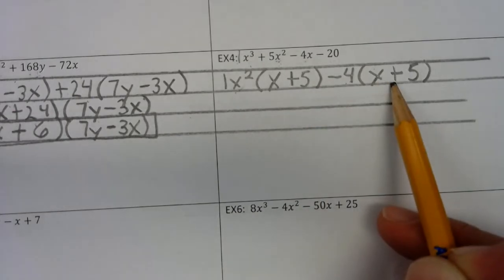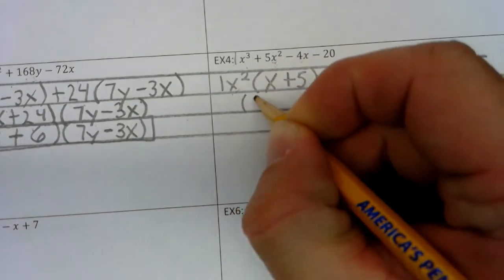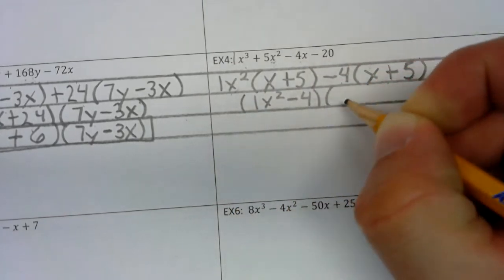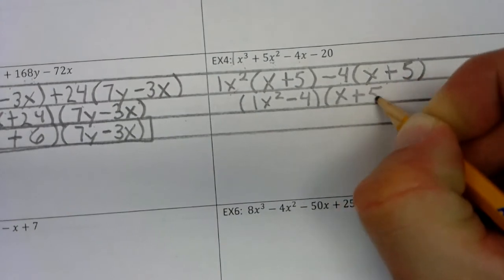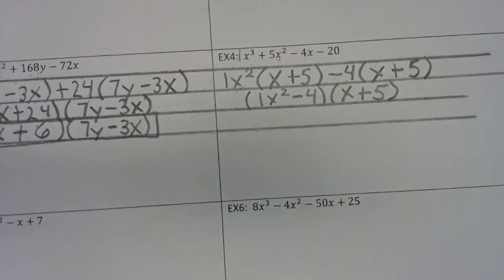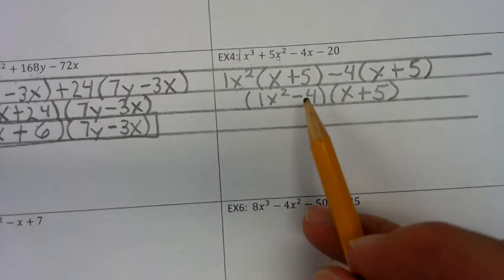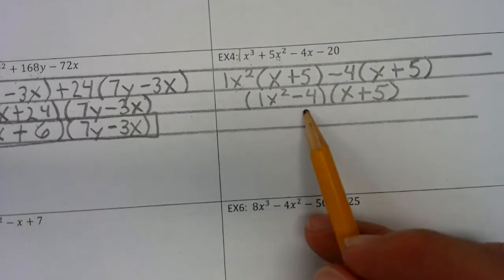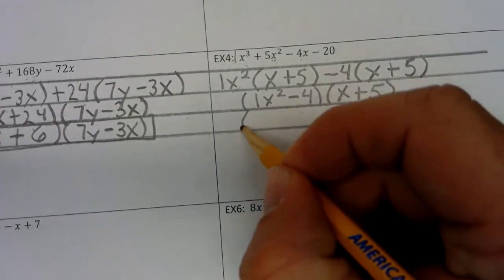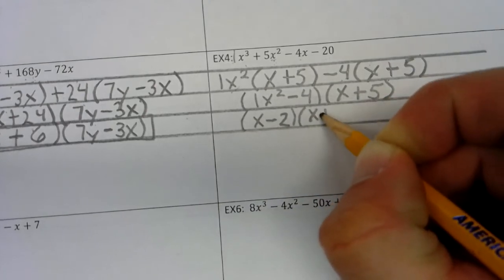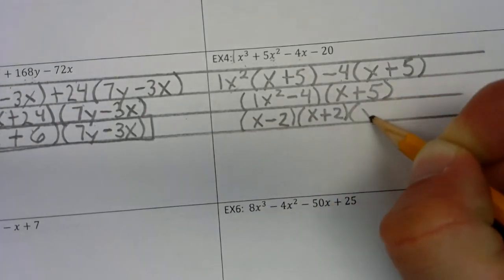So it looks like these are the same, so we know we can factor by grouping. So now we do 1x squared minus 4 times x plus 5. Now, you can't forget about the last step. It says factor the greatest common factor or difference of squares. Here, this is actually a difference of squares because we know positive 2 and negative 2 gives negative 4. So this is actually x minus 2, x plus 2 times x plus 5.